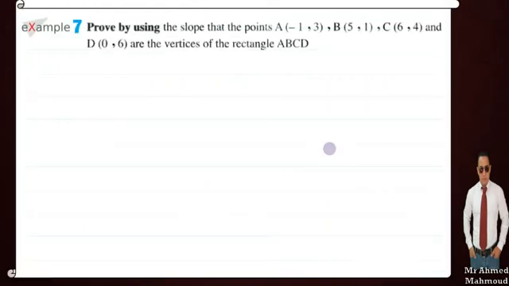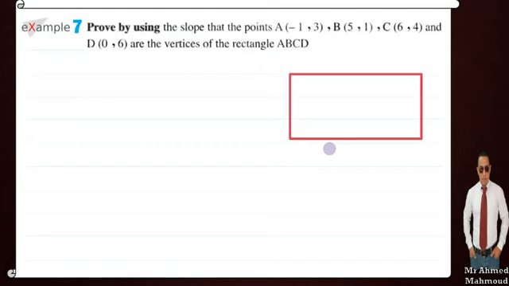Here, example 7. Prove by using the slope that ABCD is a rectangle. Okay, now I'm going to draw the rectangle like this, A, B, C, D. To prove that this one is a rectangle by using the slope, I will find the slope of AB, BC, CD, AD. Okay, we get that AB and CD are equal because they are parallel. BC and AD are equal because they are parallel. And I'm going to multiply AB times BC to get negative 1 because they are perpendicular.